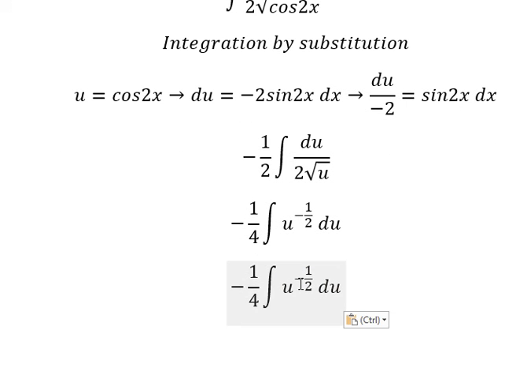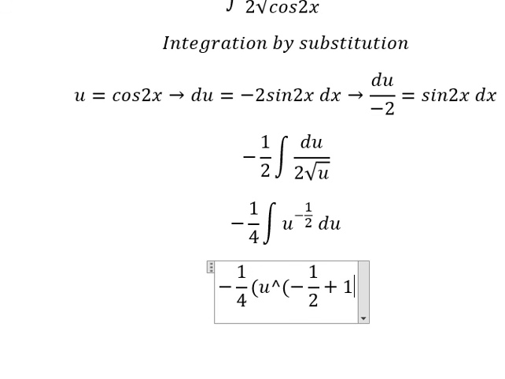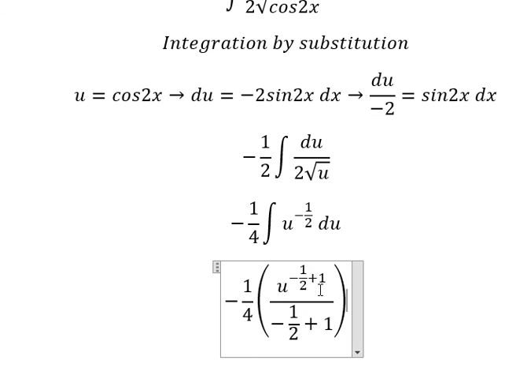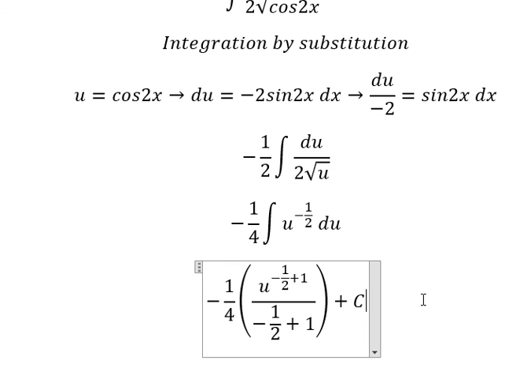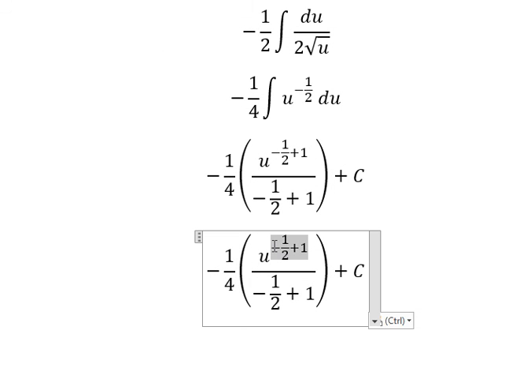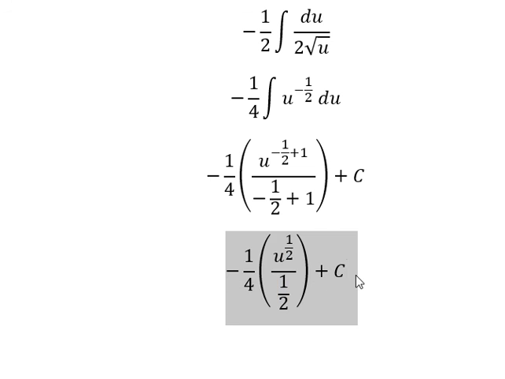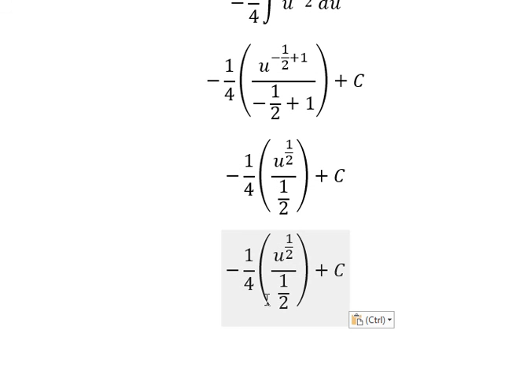The integration of this one, we have u to the power of negative 1 over 2 plus 1, over negative 1 over 2 plus 1, and we put c. This one we have 1 over 2. This one we have 1 over 2. So number 4 is simplified by number 2. We have 1 over 2 in here.